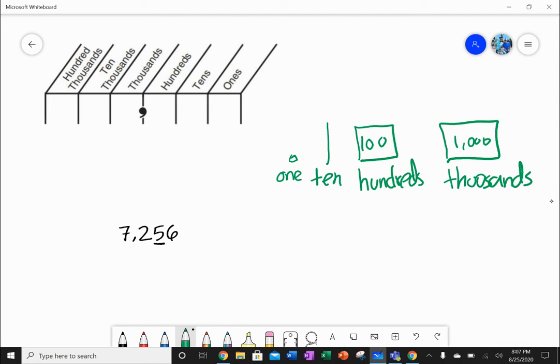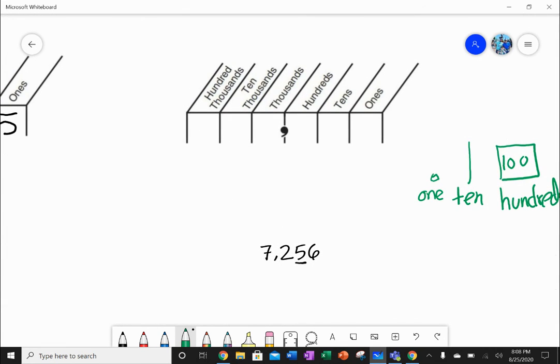Oops, that's supposed to be a U. Let me rewrite it. So remember, the rectangle represents the thousands. Okay, so let's begin by writing our number on the place value chart. Again, I start with the number to the right, which is 6, and that is in the ones place. I have a 5 in the tens place, a 2 in the hundreds, and a 7 in the thousands.